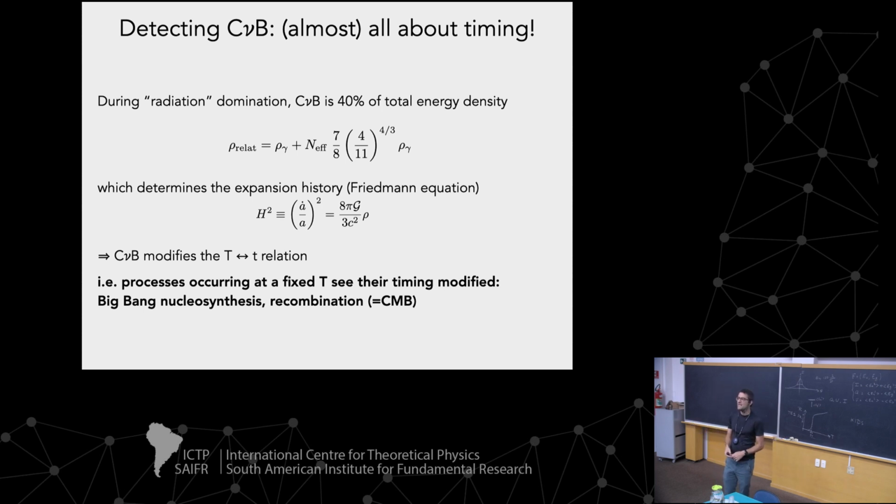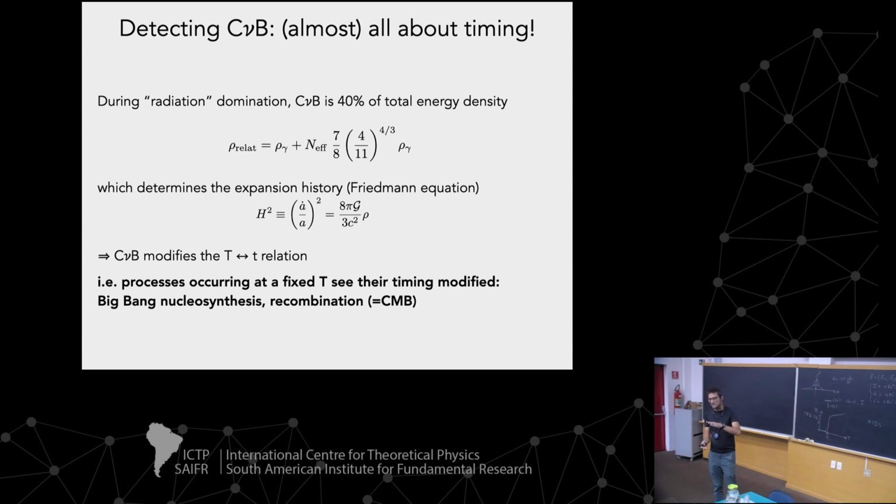And so for any event that occurs at a fixed temperature, for example, the emission of the CMB, so again, recombination occurs at a fixed temperature. Temperature is just a measure of how much you have expanded or diluted. If I change the expansion rate, all it means is that I'll reach that temperature faster. So if I add energy in the neutrinos, the expansion rate is faster. I'll go from the Big Bang to the CMB faster.